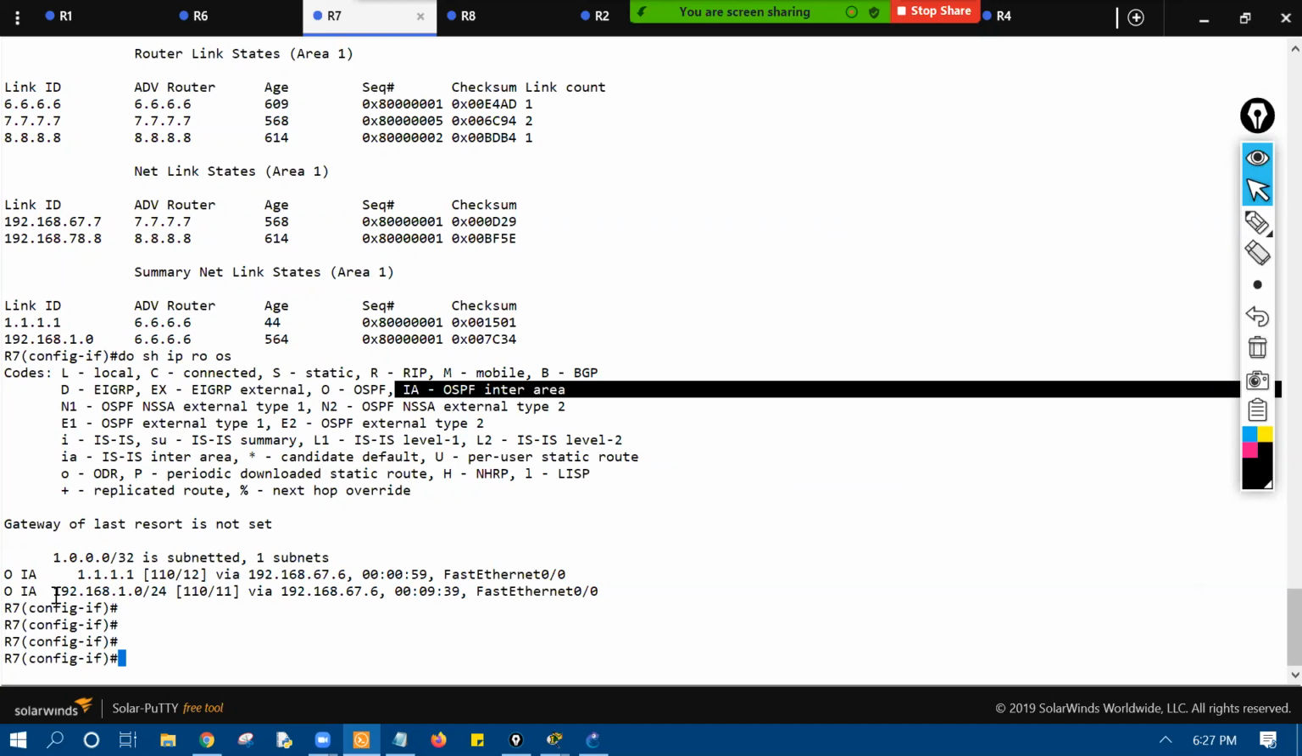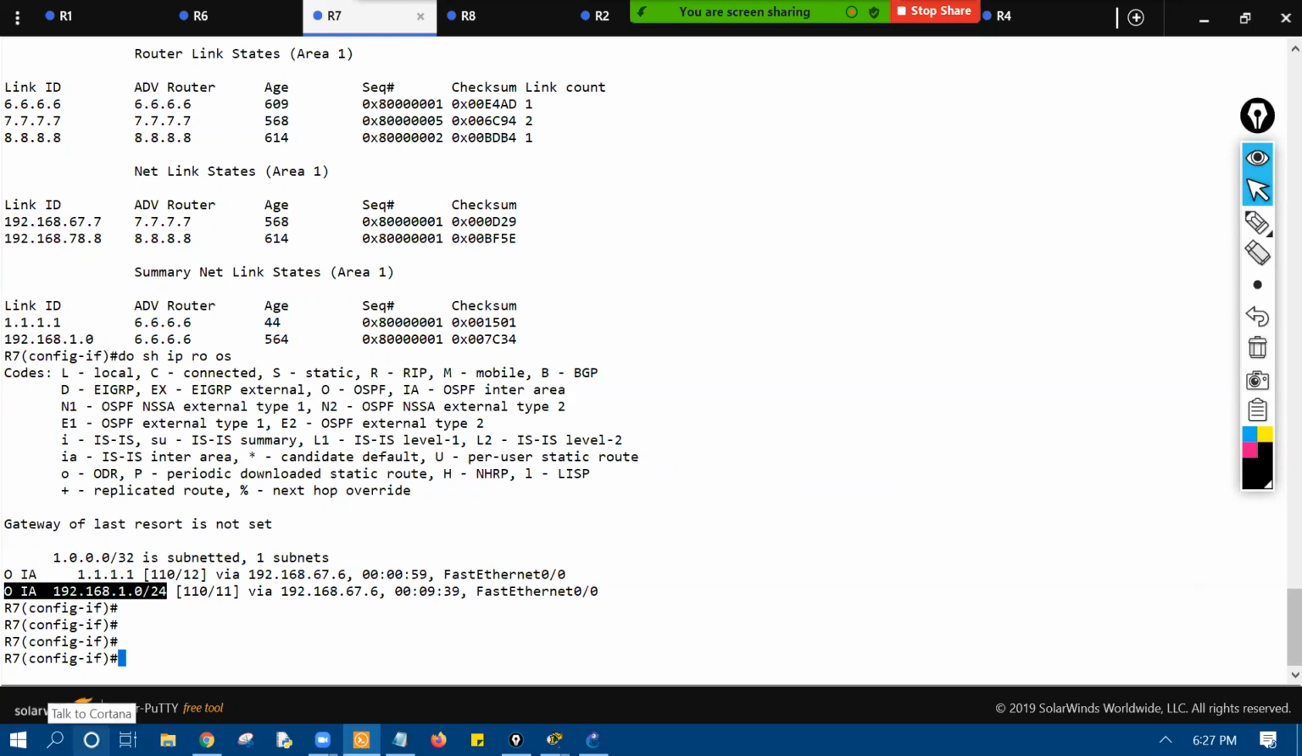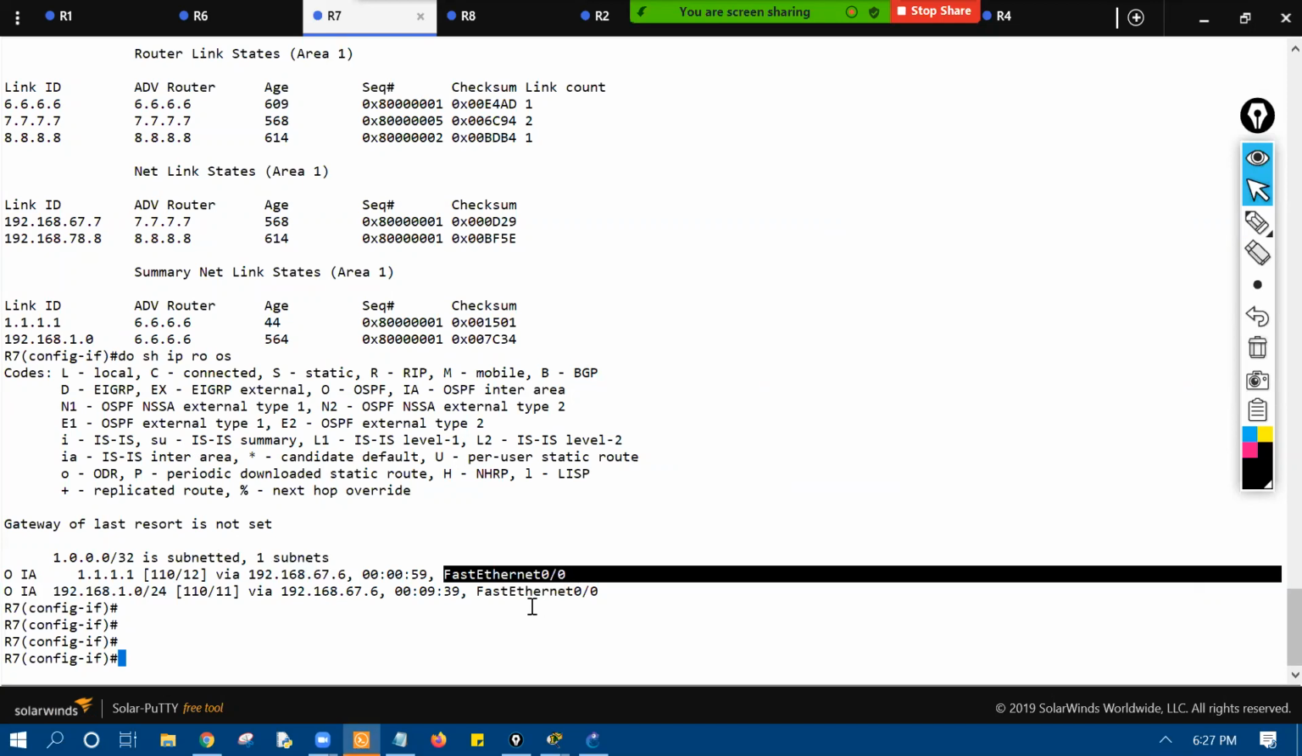And this is also OIA, 1.0.0.0/8. And I'm getting this information from 67.6. That's my next hop. I'm learning this information on the 0/0 interface.